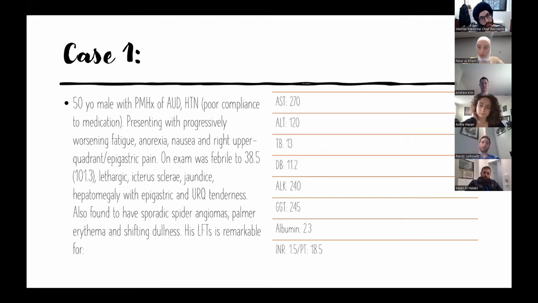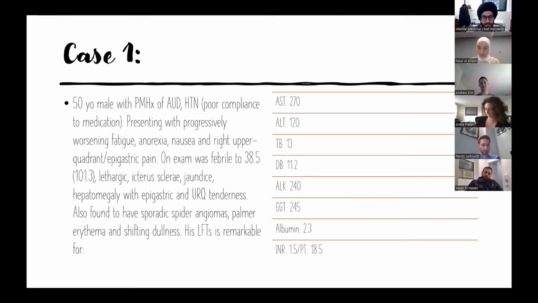Before you change the slide, what does AUD stand for? Alcohol use disorder. Sorry. No problem. Okay, so what are your thoughts? What do you want to do? So what is this patient like clinically?